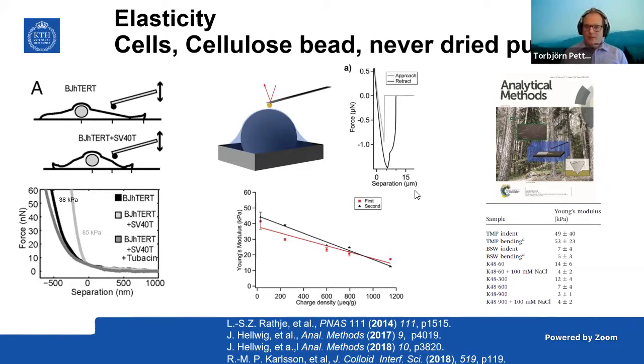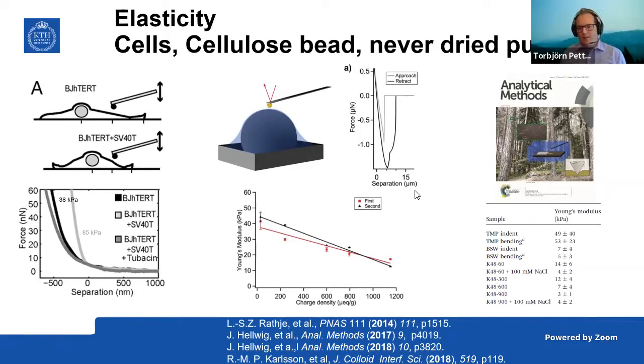Most of the measurements on living cells have been done on the nucleus, but we wanted to do it on the cytoplasm to see the actin and vimentin network within the cytoplasm. We have also used the same type of measurement we used for the cell on the cellulose model beads.